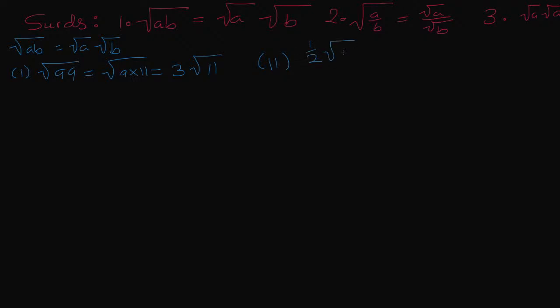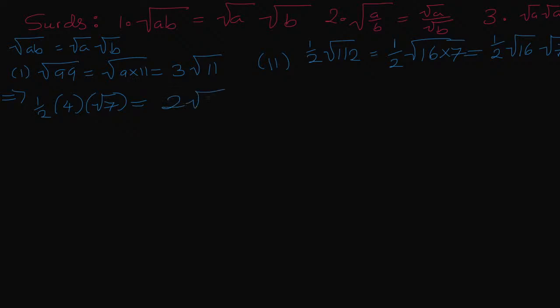Now the second one, it'd be a half, then by the square root of 112. Okay. So this would equal a half square root of 16 by 7, which is a half of the square root of 16 by the square root of 7. So if we bring that down here to your left, this would be half of 4 by the square root of 7. So this would equal 2 by the square root of 7.